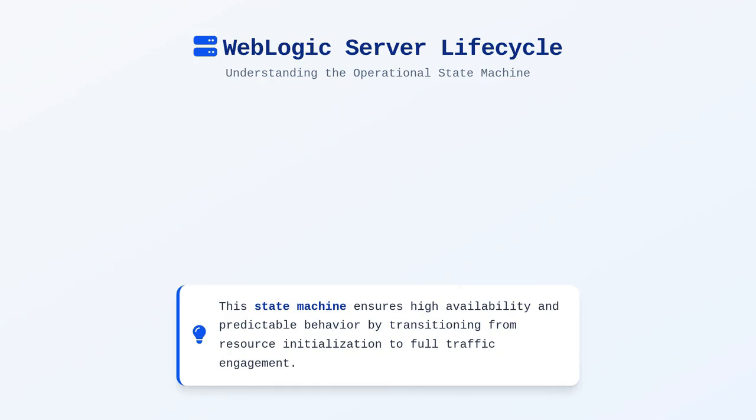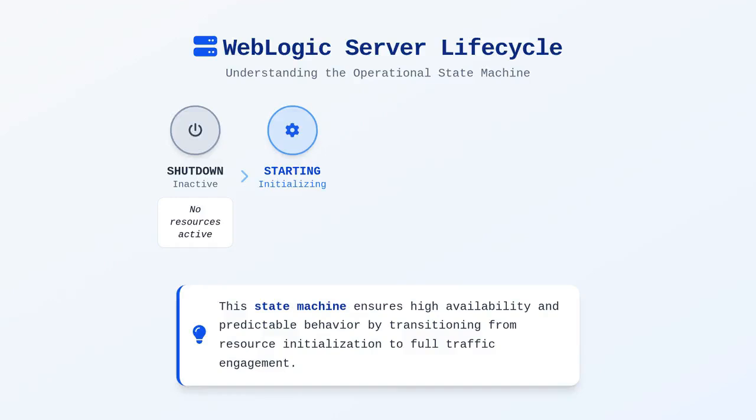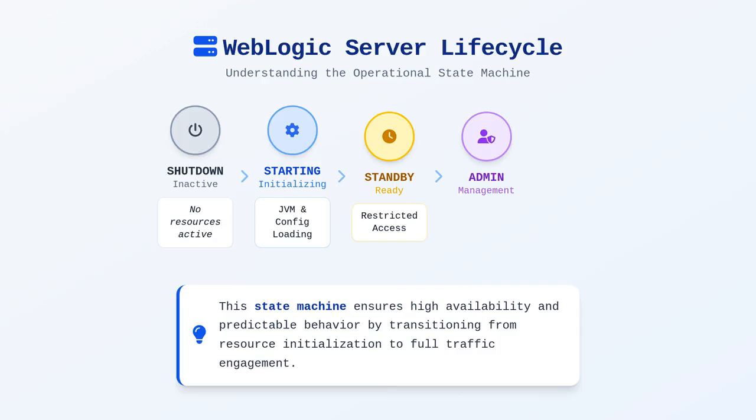When we talk about a WebLogic server instance, we are referring to a state machine that transitions through distinct operational phases. The server begins in a shutdown state, where no resources are active. Upon initiating the start process, it enters the starting phase, during which the JVM initializes, the configuration is loaded, and the essential internal subsystems are brought online. Once the services are ready to accept connections with restricted access, the server reaches the standby state.